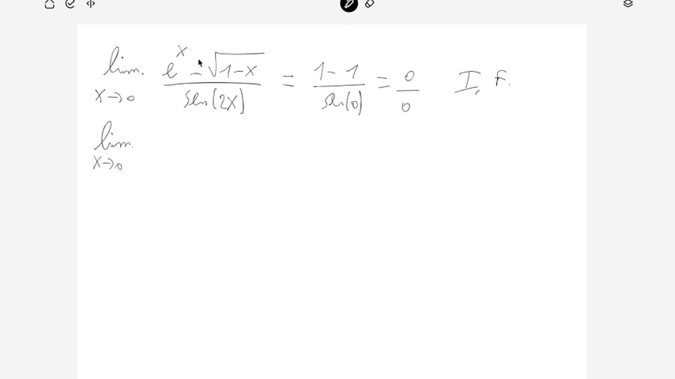So we can try computing the derivative of the numerator and the denominator. You have to remember that you can use the L'Hopital rule just when you have an indeterminate form. If you don't have an indeterminate form, then you cannot apply the L'Hopital rule. It is useless, because if you don't have an indeterminate form, the limit is solved, because you know what is the value of the limit.